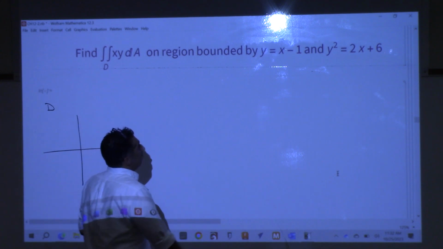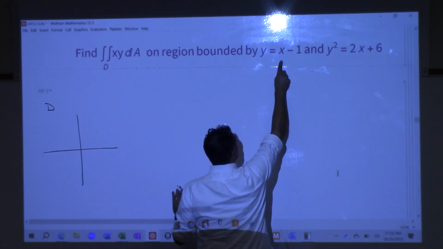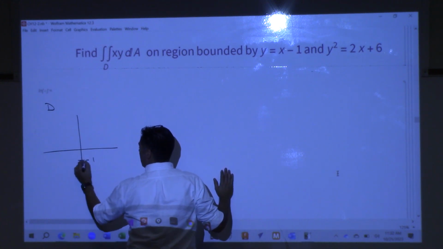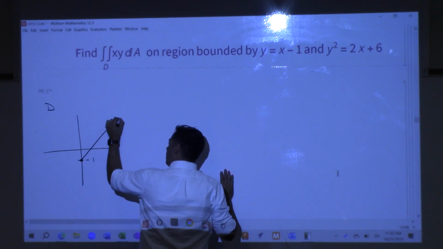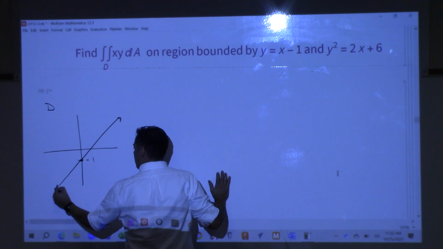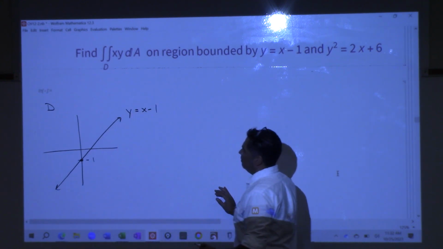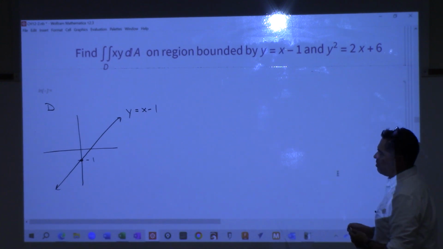All right, how about y equals x minus 1? That one should be straightforward, right? Just move down 1 and draw a line with the slope of 1. That's y equals x minus 1. That's, I think, the straightforward one.